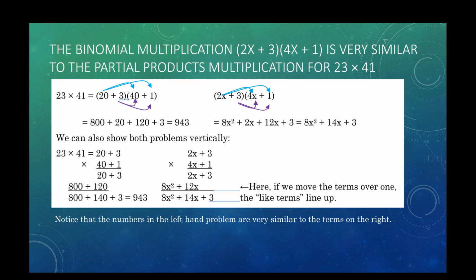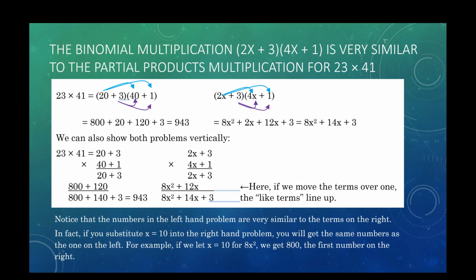Notice that the numbers in the left-hand problem are very similar to the terms on the right. If you substitute x equals 10 in here, you get 2 times 10, that's 20, plus 3, just like here, 20 plus 3, or 23. And if you put 10 in here, you get 4 times 10, 40, plus 1. So these are the same numbers, essentially, if we let x equal 10.